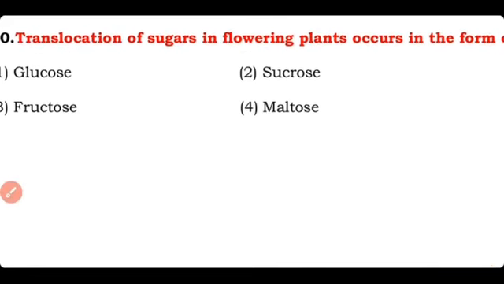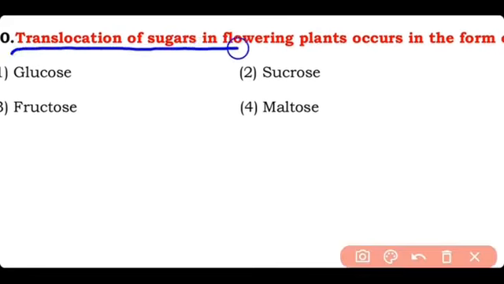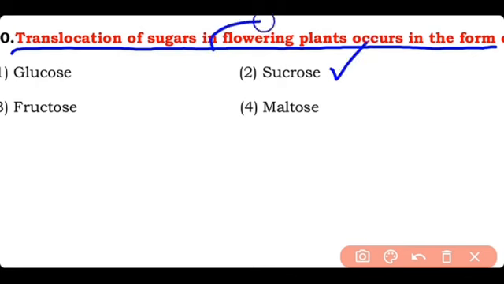Question number 10. Translocation of sugar in flowering plants occurs in the form of glucose, sucrose, fructose, maltose. So correct answer is option 2. Flowering plants produce sugar in the form of glucose, but they translocate it in the form of sucrose.